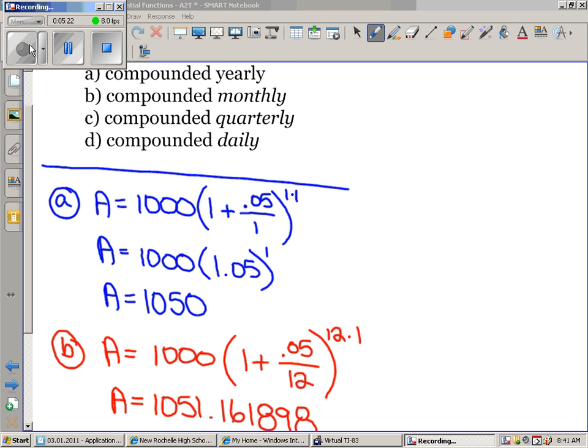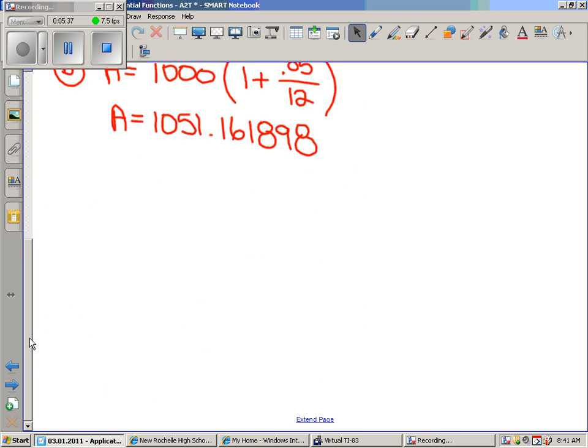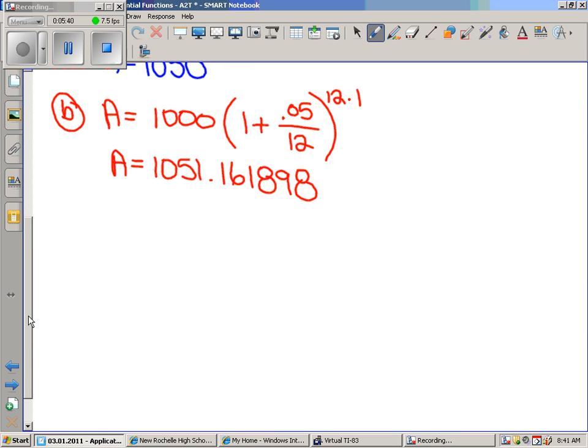So let's do part C, compounded quarterly. It's really great. A quarter is how much of a whole? It's a fourth. So it's compounded 4 times a year, every 3 months or so. But what are you going to put in for n? 4. Yeah. So it's going to be $1,000 times 1 plus 0.05, compounded quarterly, 4 times a year.